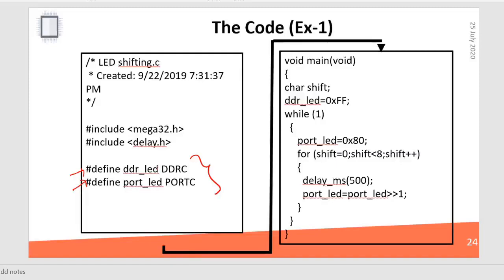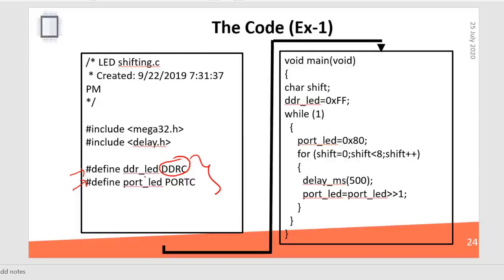Maybe in one example you are using LEDs on port C and a keypad on port A. You can forget which port you are using for which purpose. But if you define here that LED is for port C and keypad is for port A, then you just have to write DDR_LED or DDR_keypad, and this is for DDRC. So I'm giving a name to DDRC, which is DDR_LED, but you have to write it with #define, and you must put a space in between these terms.